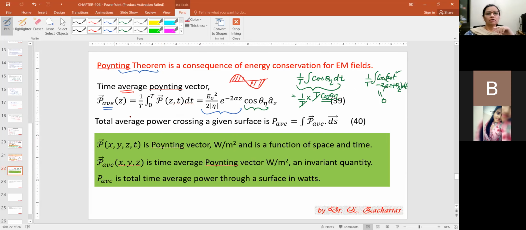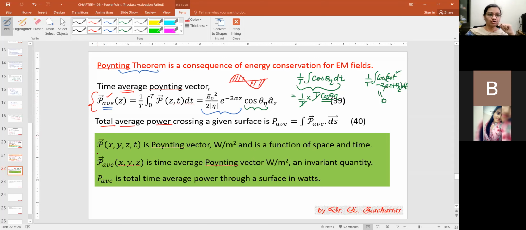Okay, now, so this is the expression for average Poynting vector. Okay, next, there is a third definition we are going to talk about. What is the third definition? The third definition is the total average power. So look at this one. This is the average power density. But now we are going to talk about total average power crossing the total surface area.